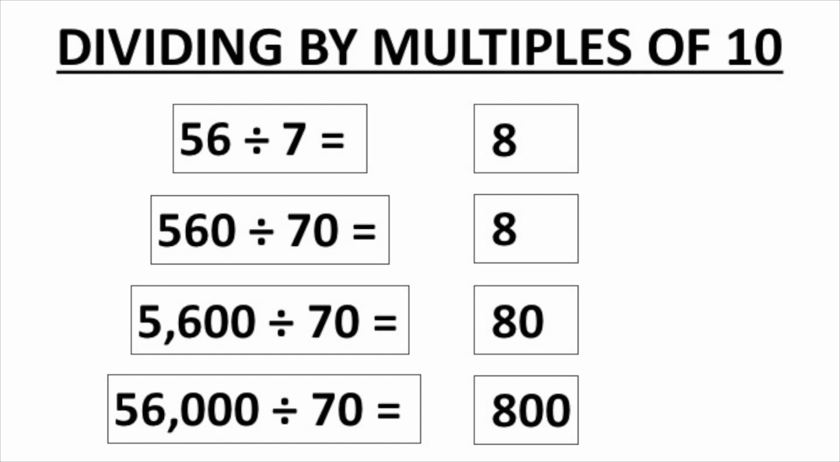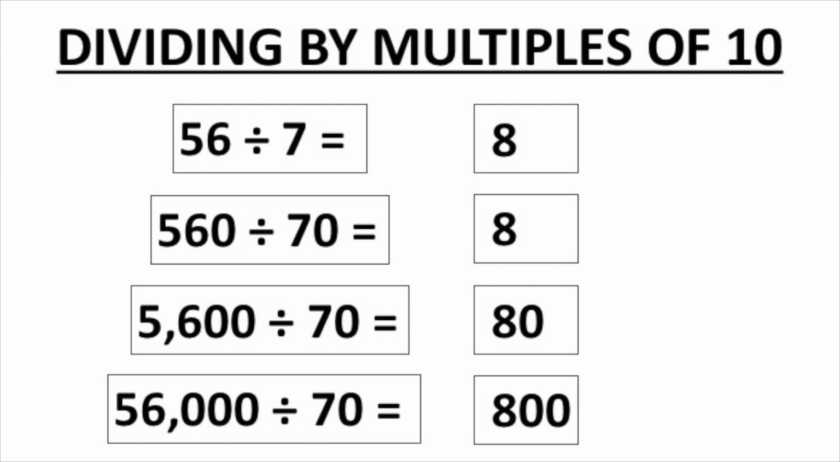But now, 5,600 divided by 70. Now, time to count the zeros. How many zeros here? 2. How many here? 1. So 2 minus 1 equals 1 zero. So all we need to do is we have the answer 8, add the extra 0, 80. 5,600 divided by 70 equals 80. And you see, by dividing by tens, we can use the zeros to work it out for us.